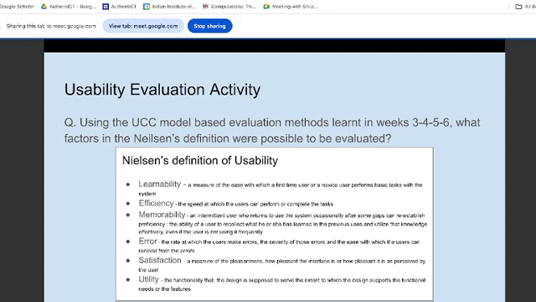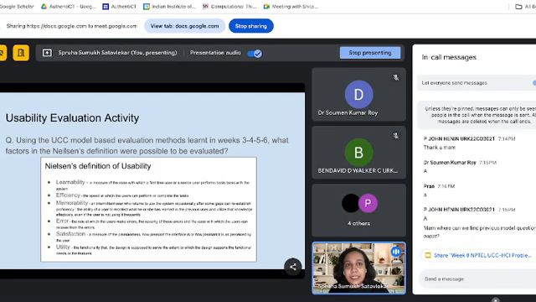So in this activity, you have already learned the Nielsen definition of usability and all these factors. Using the UCC model based evaluation methods that we have learned previously, what factors in this definition are possible to be evaluated? You can write your answers in this chat box.